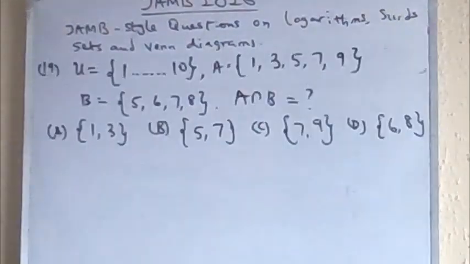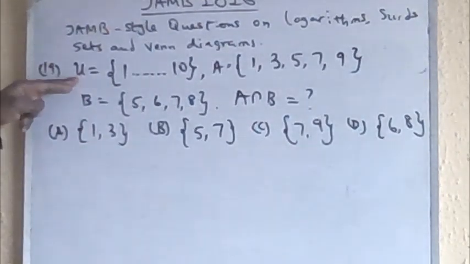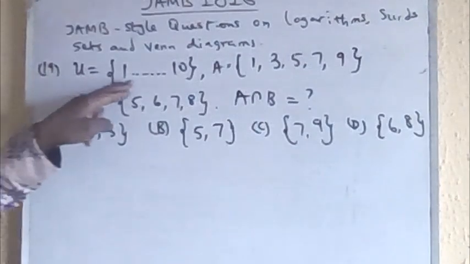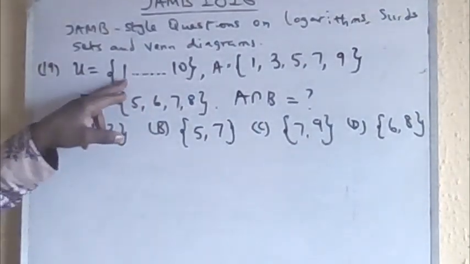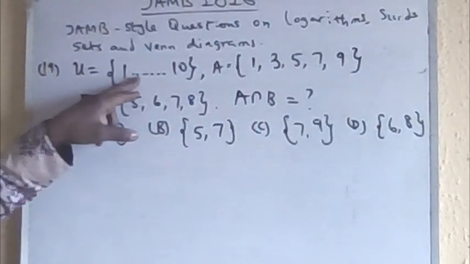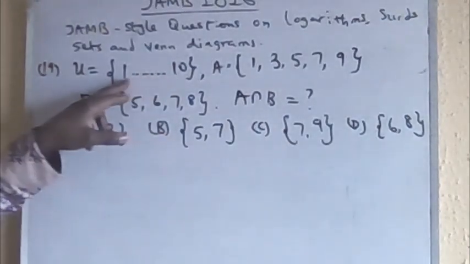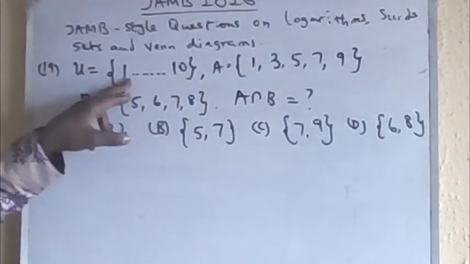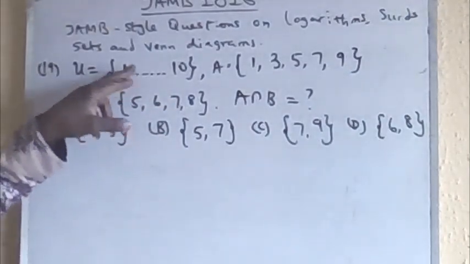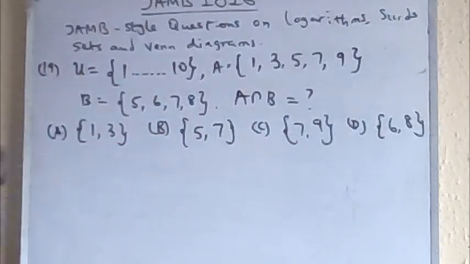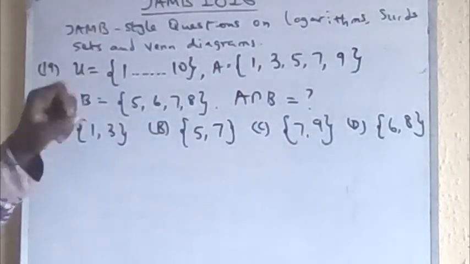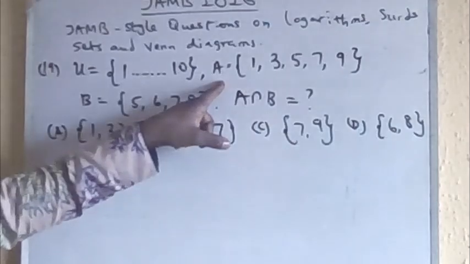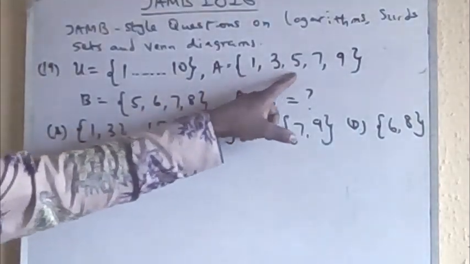So we have on the board: U, the universal set, is 1 to 10. That is, they put 1, then continuous dots to 10, meaning that every element in this set is 1, 2, 3, 4, 5, 6, 7, 8, 9, 10. Remember, separated by commas, right? Now, A is 1, 3, 5, 7, 9. These are elements of A.